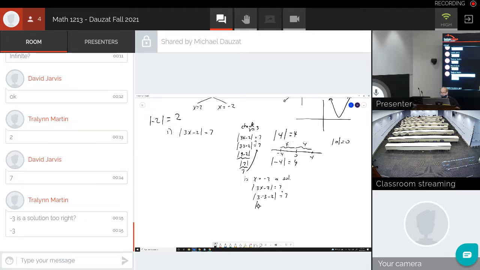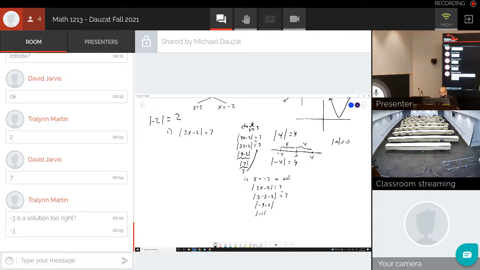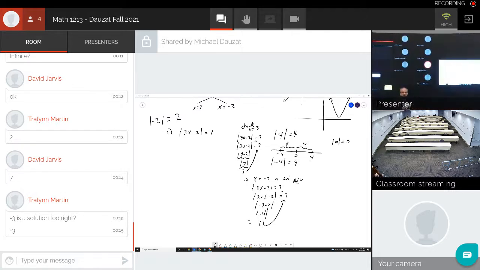Negative 9. So I have the absolute value of negative 9 minus 2. What is negative 9 and a negative 2? Negative 11. And what's the absolute value of negative 11? 11. Is that the same as 7? No. So is x equal negative 3 a solution? The answer is no. Okay?